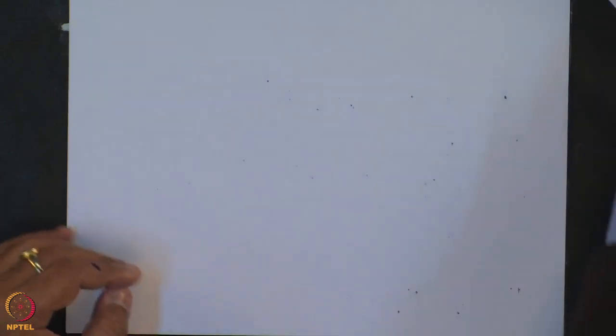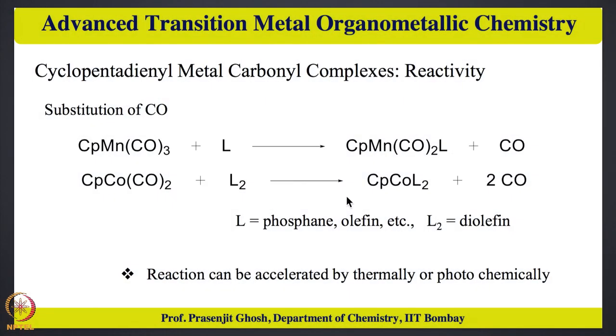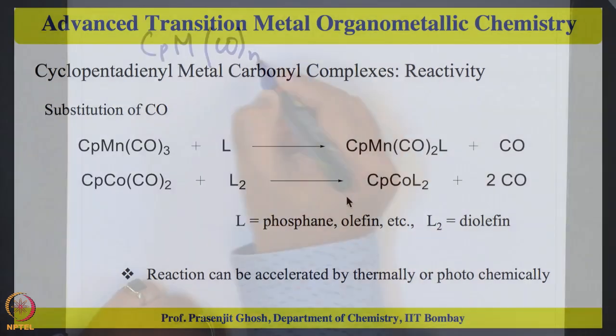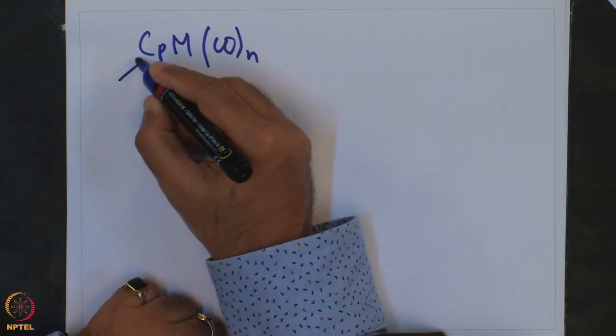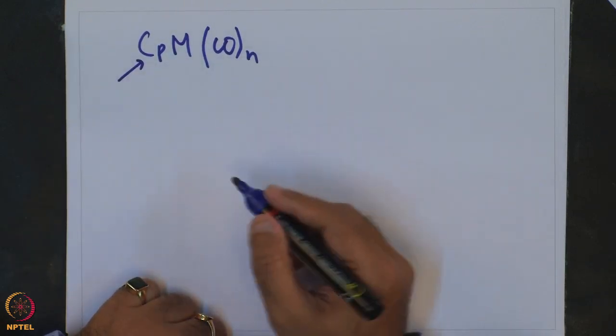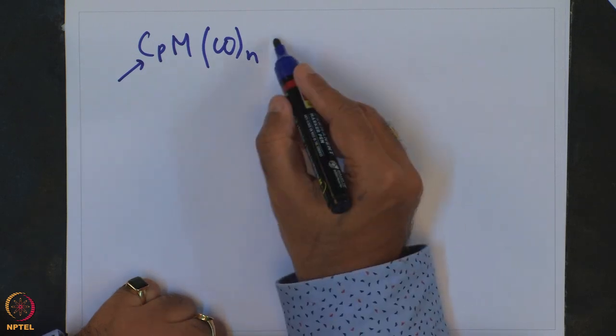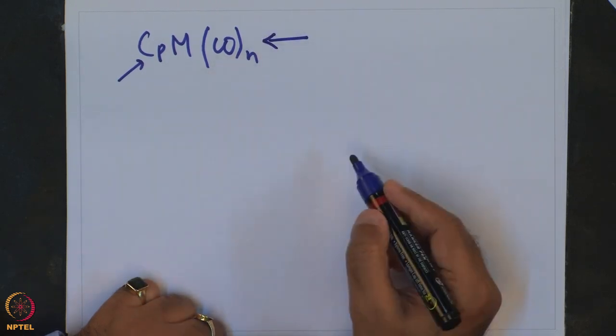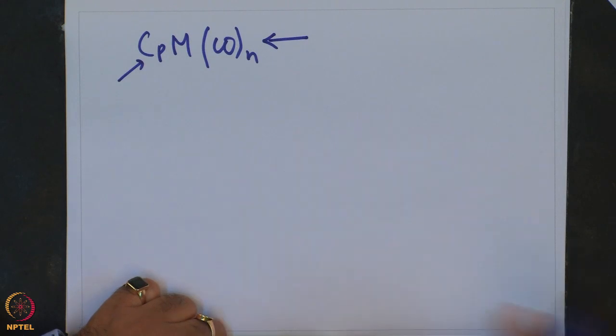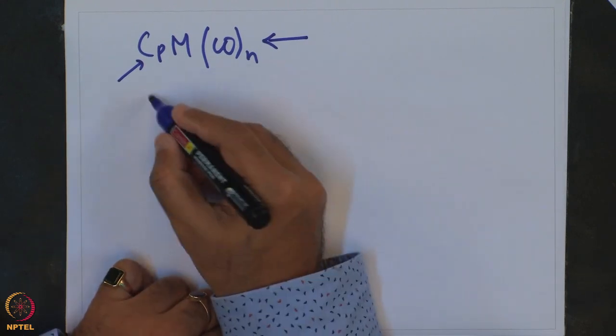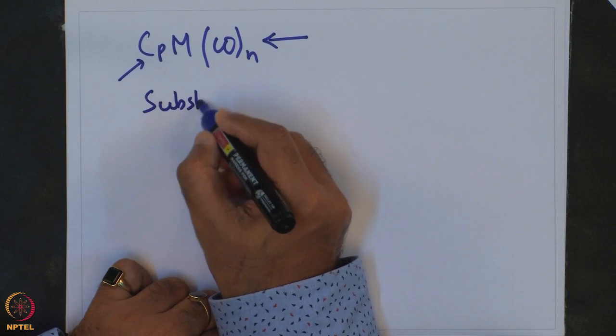So, as far as the substitutions are concerned, there are two kinds of substitution that might happen in such complexes, CpM(CO)n. The substitution can happen at the Cp ring, which we were just talking about as electrophilic ring substitution. The other possibility is substitution occurring at the CO, and we are going to see how that affects.